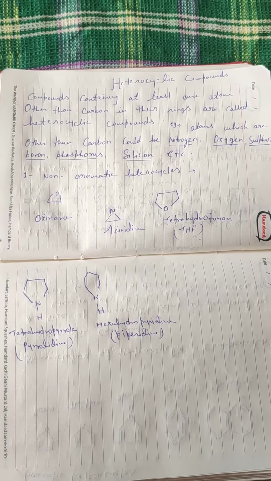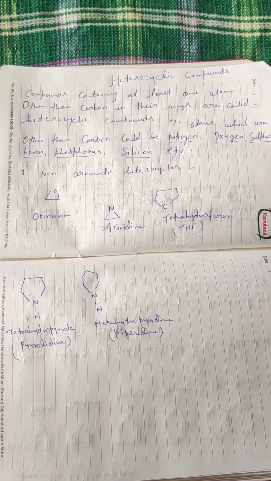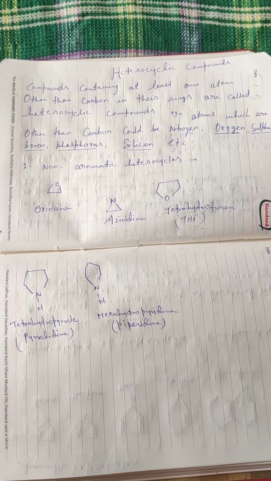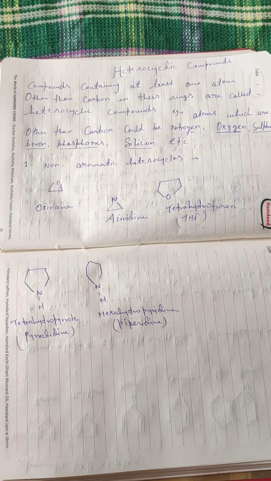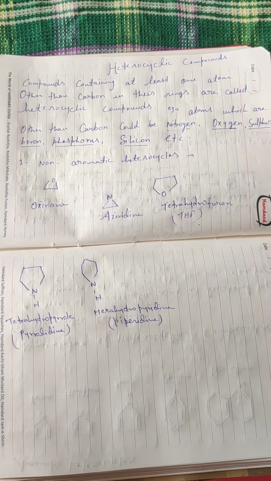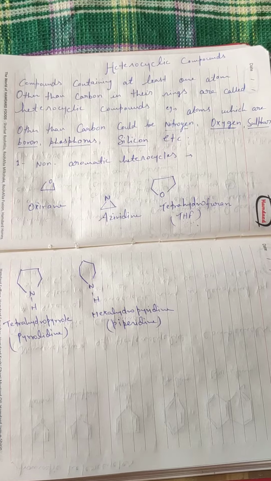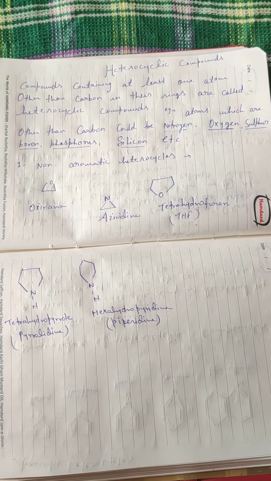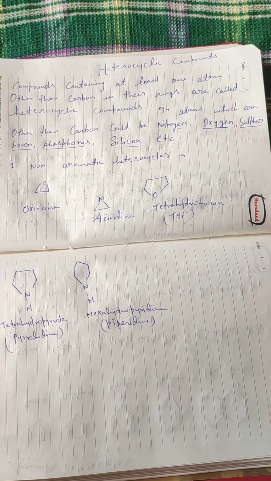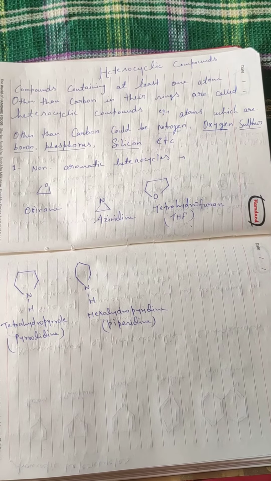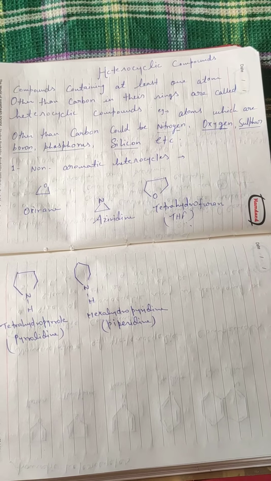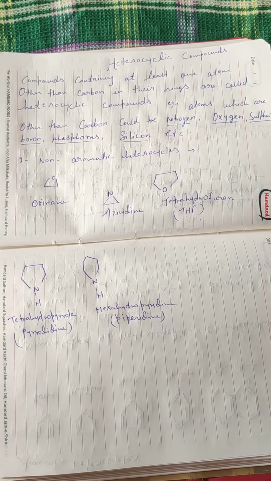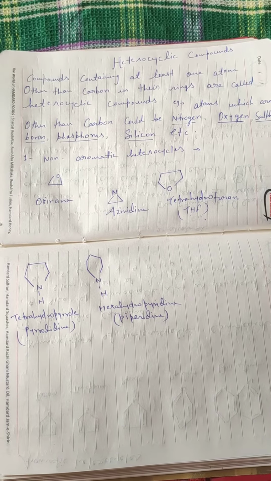Okay. So heterocyclic compounds are basically of two types. First is non-aromatic heterocycles. When we use oxygen in a heterocyclic compound, it can create oxirane. And when we use nitrogen, it can create a heterocyclic compound known as aziridine. And third, when we use oxygen again, it can create tetrahydrofuran. In short form, we know it as THF.